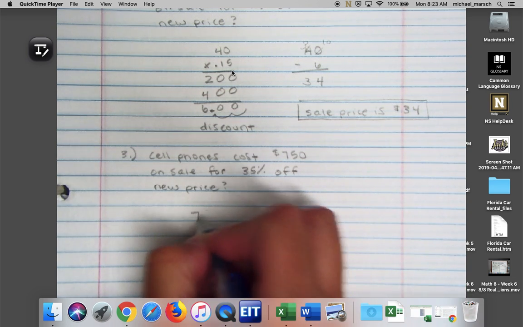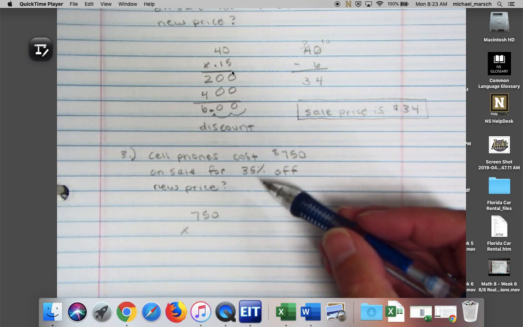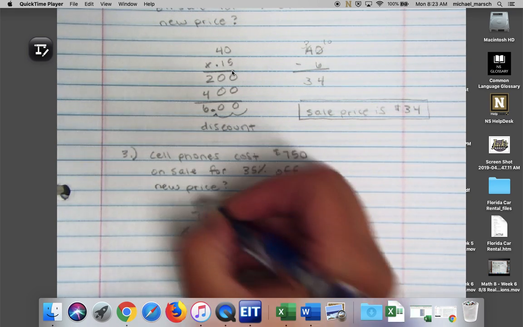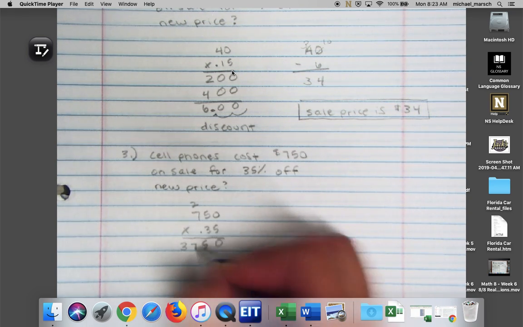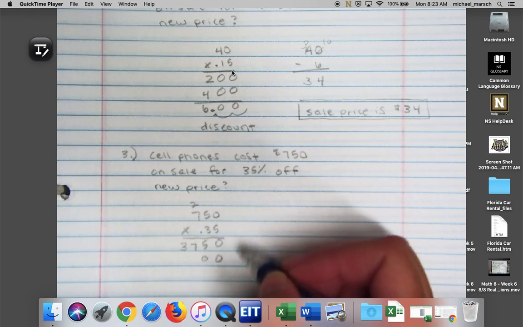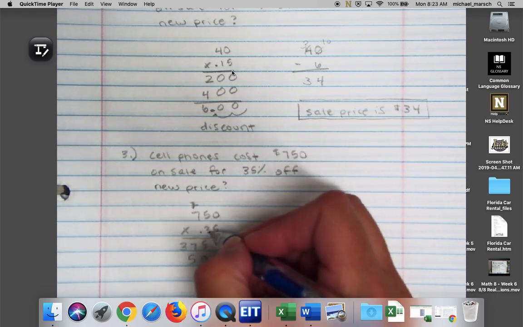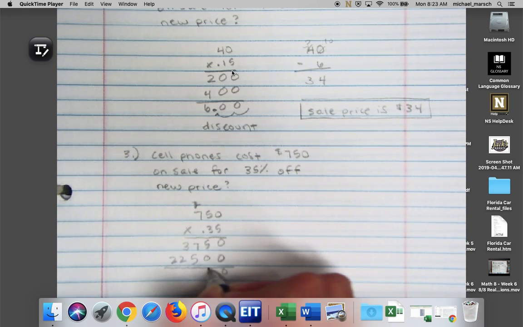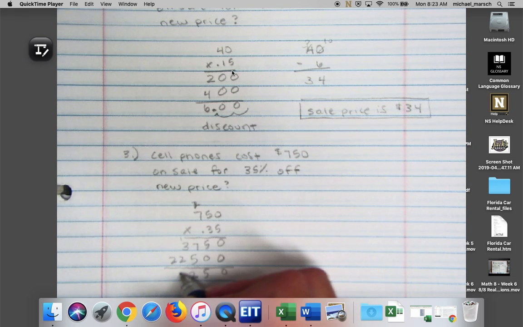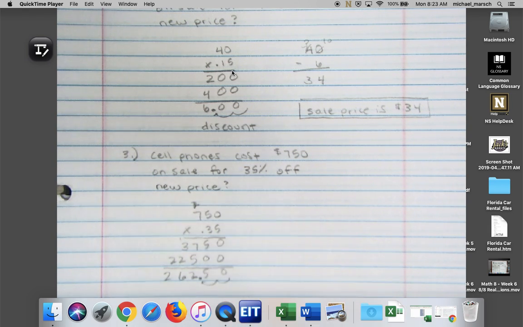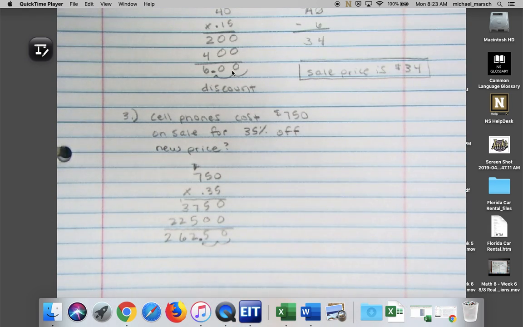All right, so I've got $750. 35% is going to be 0.35. 0, 5, carry the 2, 35, 37. 0 placeholder, 3 times 0 is 0. 3 times 5 is 15, carry the 1. 3 times 7 is 21, plus 1 is 22. Carry the 1. 2 digits behind the decimal up here, so 2 digits behind the decimal there. So that's my discount. That's not the new price.